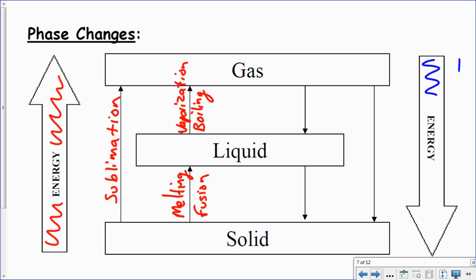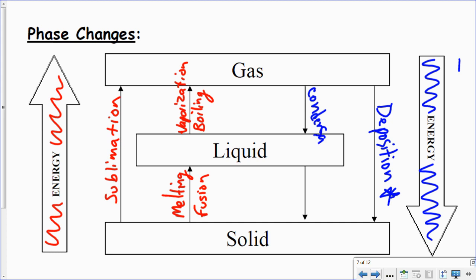And then when energy decreases, I'll do this in blue. If I go from gas to solid, the opposite of sublimation is deposition. Probably want to put a star next to this one. This is going to be the hardest one to remember. Gas to liquid, condensation. Not a lot of room, I know. Liquid to solid, I'm going to call that freezing or solidification.